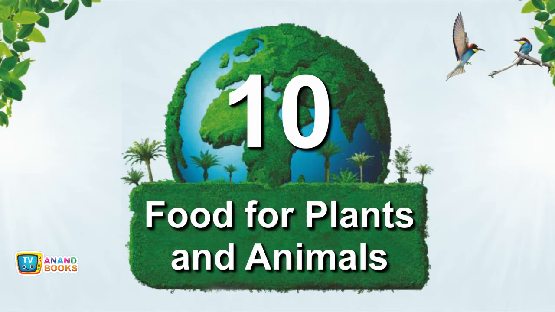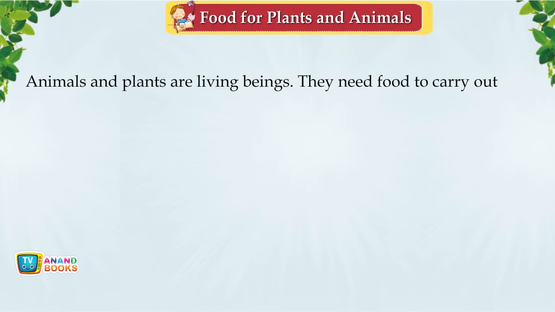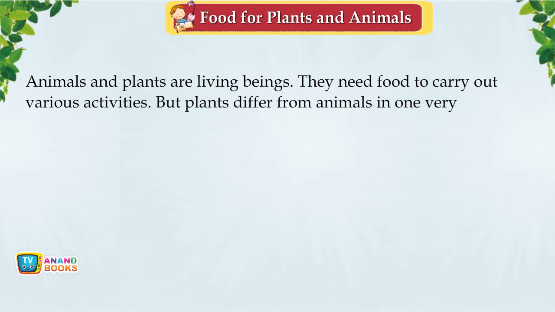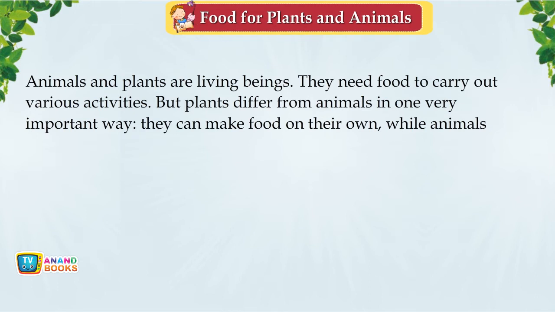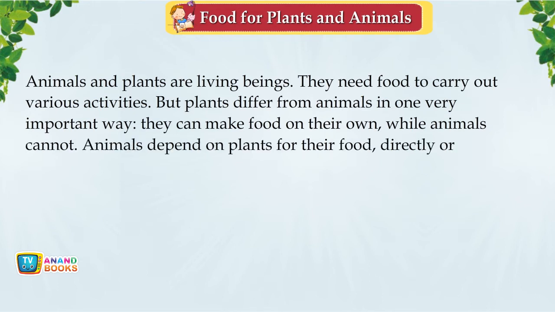Chapter 10. Food for Plants and Animals. Animals and plants are living beings. They need food to carry out various activities. But plants differ from animals in one very important way. They can make food on their own while animals cannot. Animals depend on plants for their food directly or indirectly.